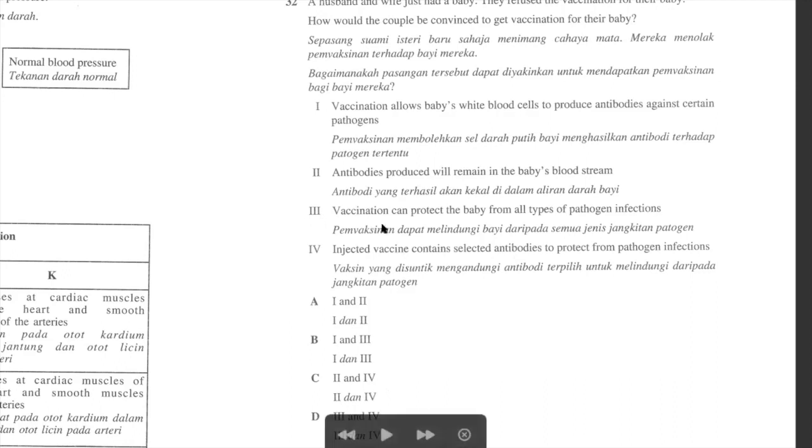Okay, yang nombor 3 ni salah sebab dia cakap vaccination can protect the baby from all types. Okay, awak kena tahu different vaccine is used for different types of pathogen. So kalau satu vaksin saja kita gunakan, tak bermaksud dia akan membunuh semua pathogen. Macam contohnya vaksin untuk coronavirus untuk bunuh coronavirus. Vaksin untuk demam campak hanya untuk virus yang demam campak. Awak faham tak? Okay, itu maksud dia.